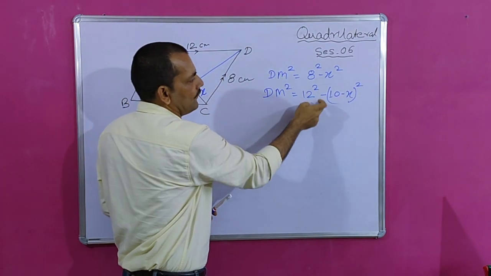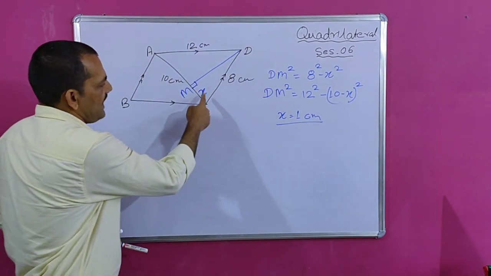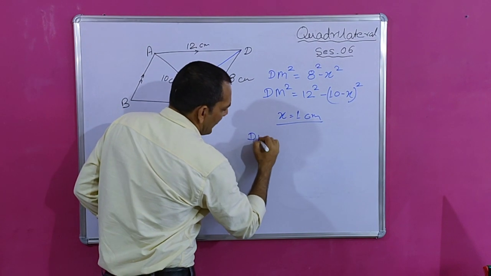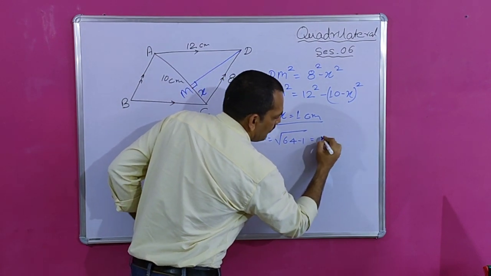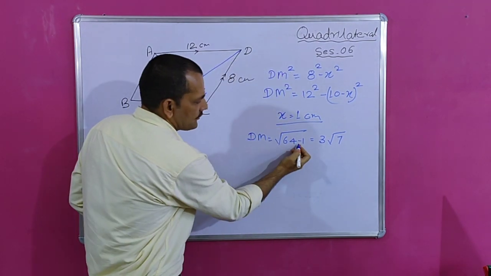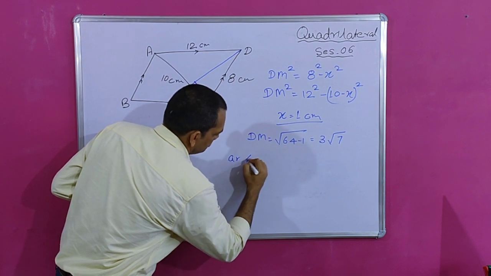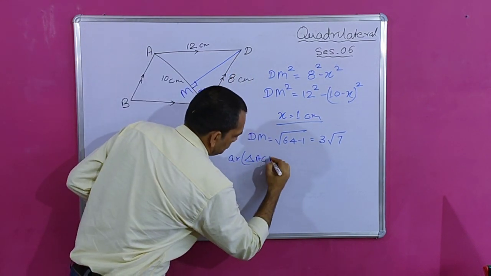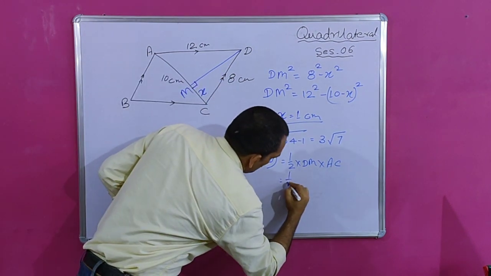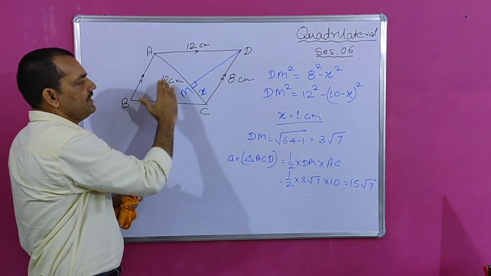So we got the value of DM in two different ways. If we equate these two, we will get the value of x as 1 centimeter. So DM square will be 8 square minus 1 square, which is 63. So DM is root 63, which is 3 root 7. So if DM is 3 root 7, the area of triangle ACD is half into DM into AC, which is half into 3 root 7 into 10, which is 15 root 7. Just double it: 30 root 7.